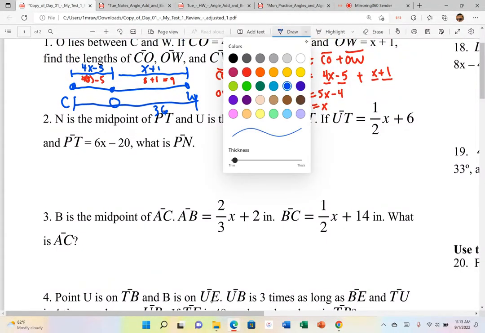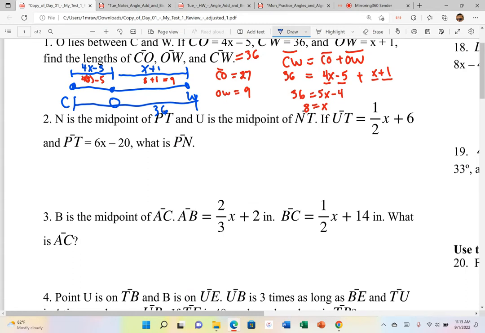Okay, number 2 says N is the midpoint of PT. So let's be careful with this one, right? And U is the midpoint of NT. Okay, so let's draw this visualization. Let's be careful.